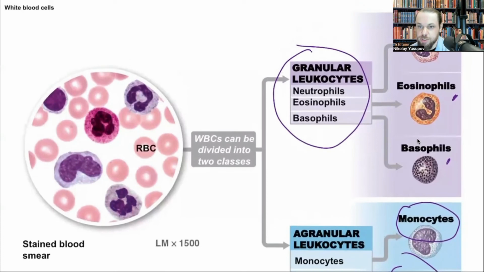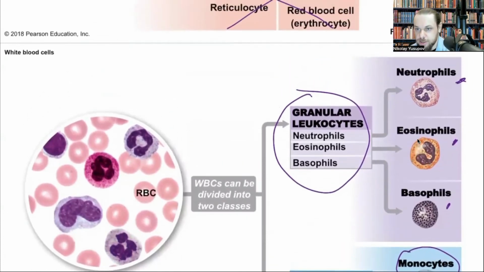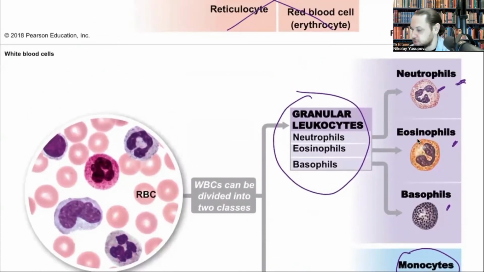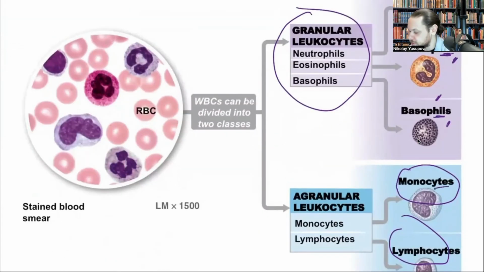So if the question asks what the granulocytes are, the answer is neutrophils, eosinophils, and basophils. See how they end in phils? And when you see cytes, these are agranular cytes.